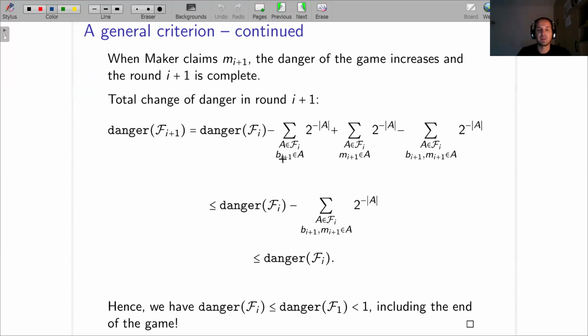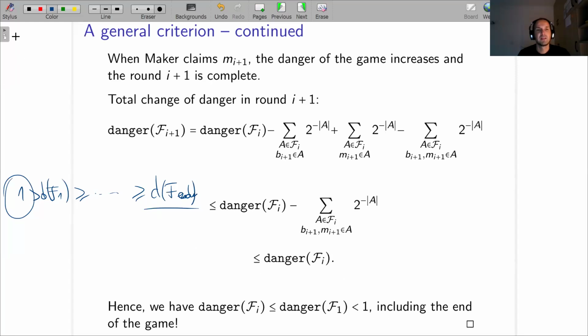So let me just finish the proof. The danger initially is less than 1. Let's write it like this: we have danger of F1, it's less than 1, then it's always less or equal throughout the process. So the danger at the end of the game is then automatically also less than 1.